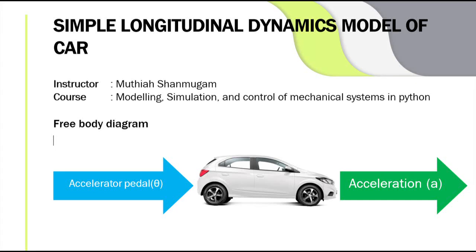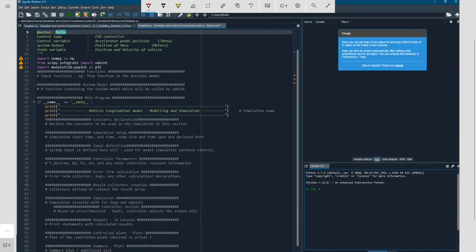In this chapter of the course, you will learn how to convert the equations of motion of the given system into a Python model which can capture the required dynamics for simulation and control. To begin with the modeling of longitudinal dynamics of the car, I have taken the template which is shared as resources in the first section of this course.